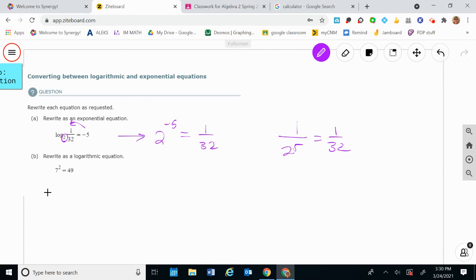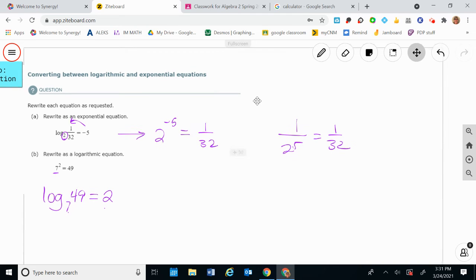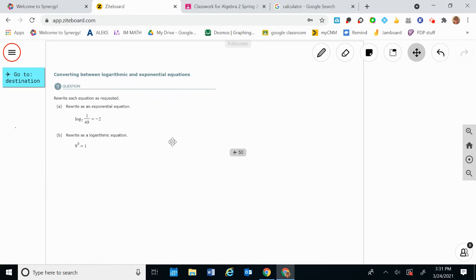All right, so this is the new one. So take a look. What is the base? The base is 7, exponent is 2. So we're going to go log base 7 of 49 is equal to 2, because 7 squared equals 49. Okay, so hopefully you're starting to get it. I don't think I did a ton of these because you are going to get to practice them.